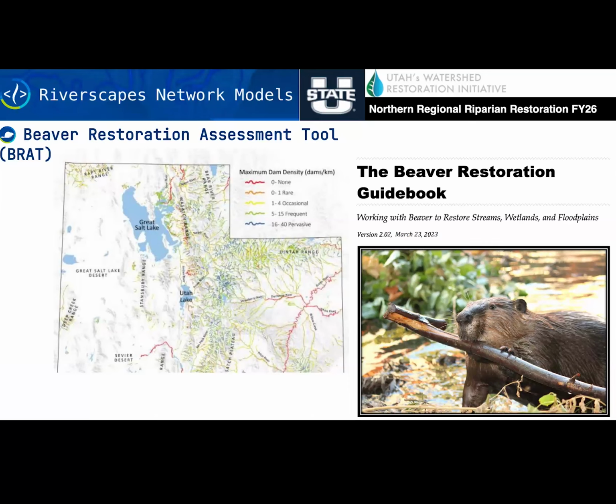And then overall, BRAT is trying to fill a gap between the ecological potential of an area and ultimately the conflict risk. So how is that going to interact with human infrastructure with the beaver's activity on the landscape?